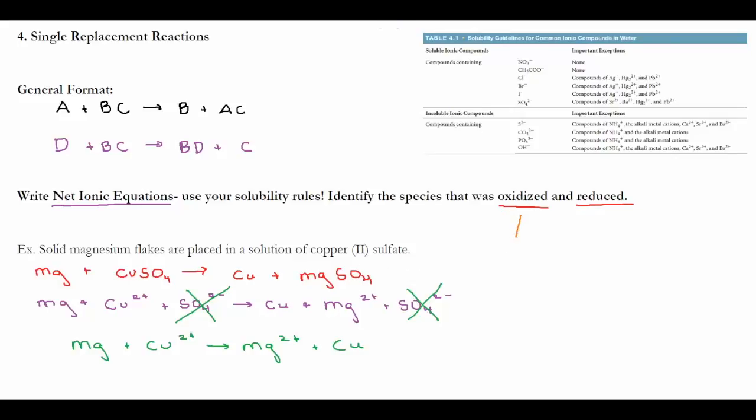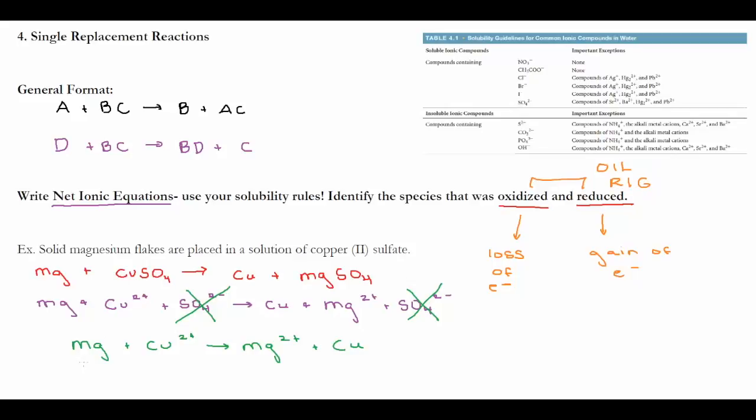Now the very last question here is identify the species that are oxidized and reduced. So really quickly, oxidation is the loss of electrons. So if a species loses electrons, it is oxidized, while reduction, reducing, is the gain of electrons. Okay? So the easy way to remember this is OIL RIG. Oxidation is loss, reduction is gain.